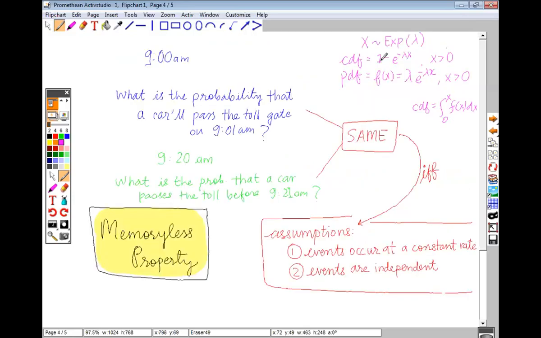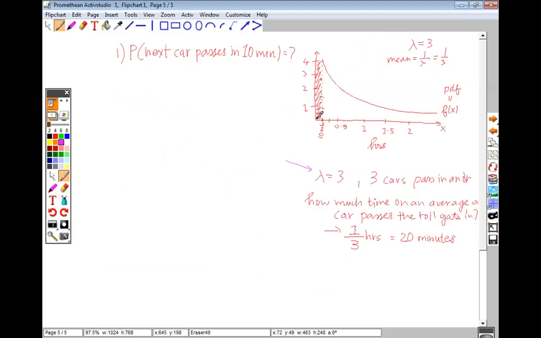Because what CDF measures in a way is the probability that my random variable takes a value which is less than or equal to the x that I'm defining. And that is exactly what we're looking at here. The probability that this takes a value less than this guy. So again, you will have to convert this 10 minutes into hours, which will just be 1/6. And you will get your answer, right?